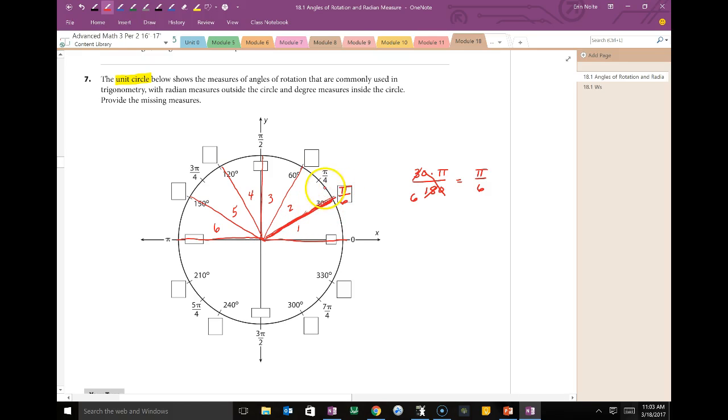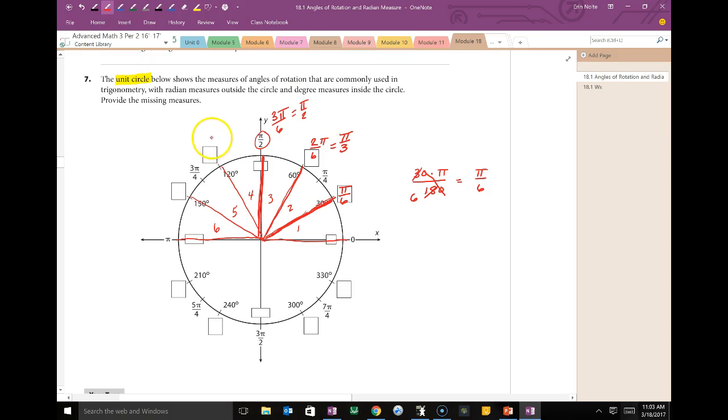So the next section would be 2/6. So 2 pi over 6. 2/6 can reduce to 1/3. So this is the radian of pi over 3. Okay, the third one. Now I am at the third section. So 3 pi's out of 6 reduces to pi over 2. See how they give that to us?